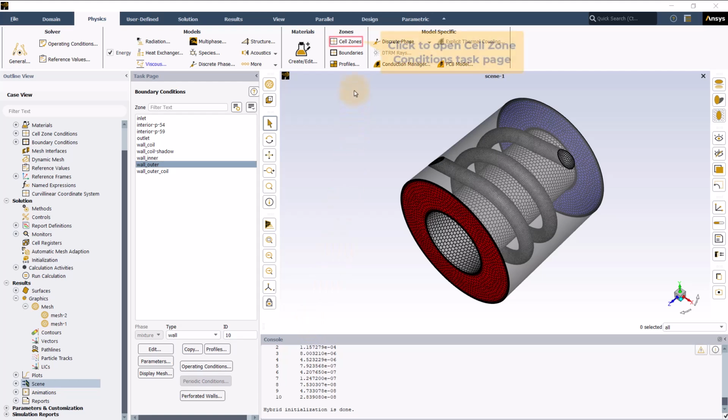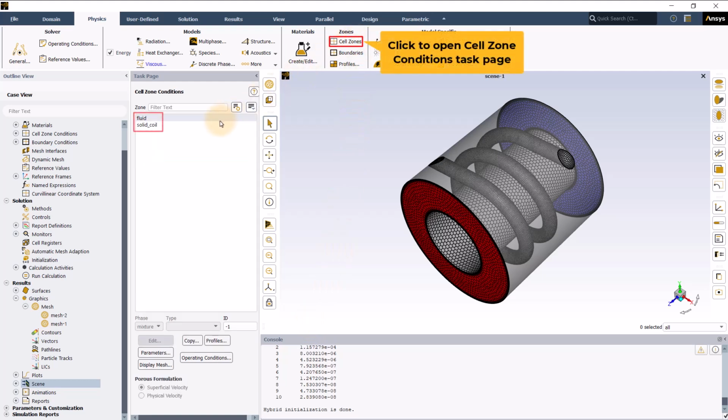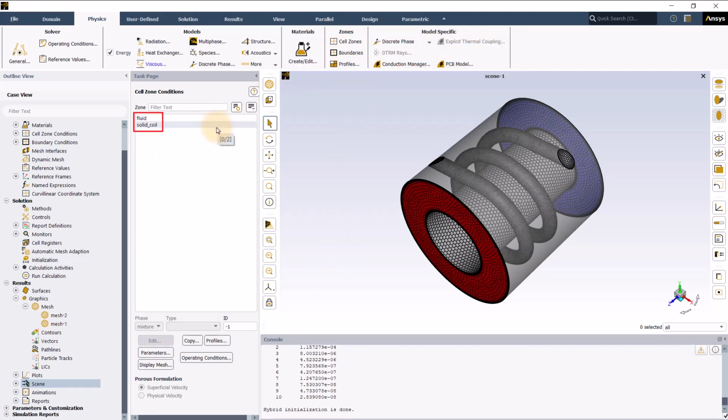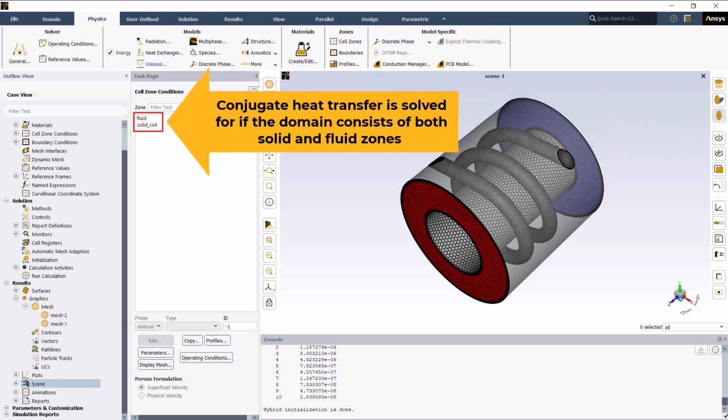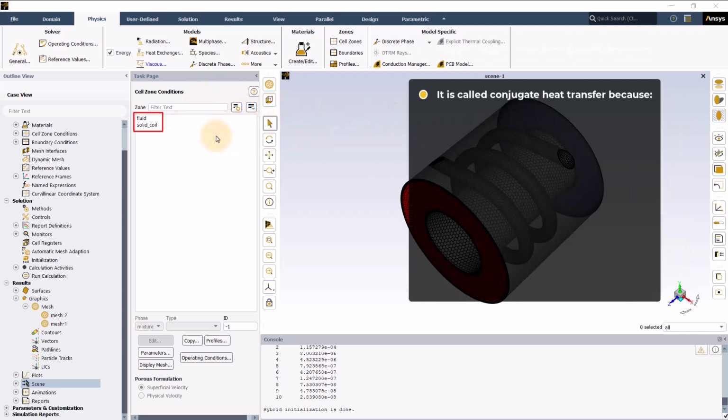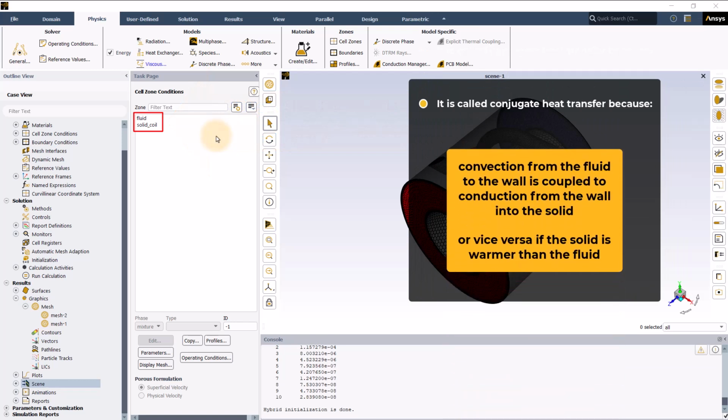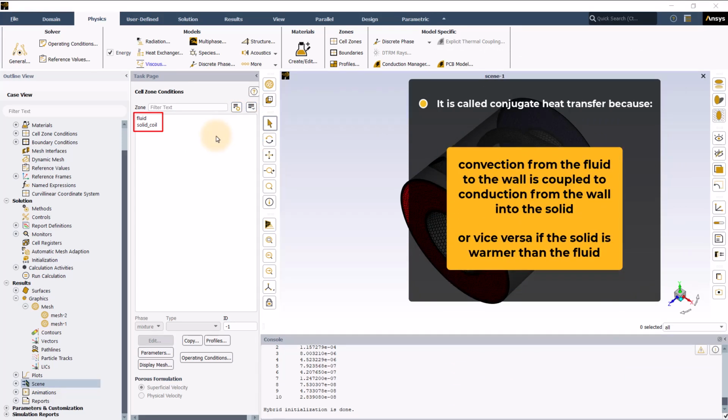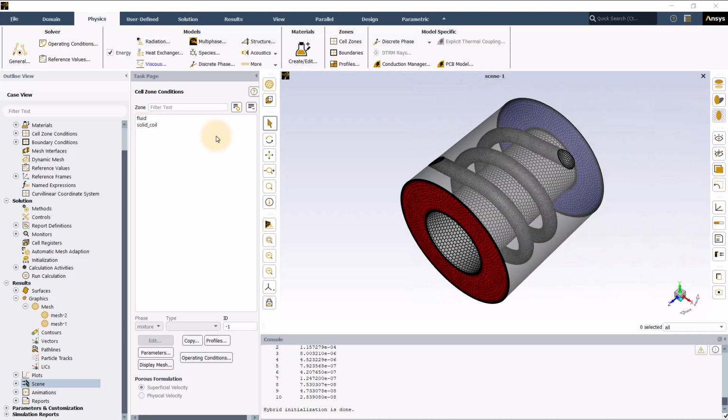If your model includes both solid zones and fluid zones, like the one here on the screen, then you are solving what is called a conjugate heat transfer problem. It's called conjugate heat transfer because at the wall, convection from the fluid to the wall is coupled to conduction from the wall into the solid, or vice versa if the solid is warmer than the fluid.